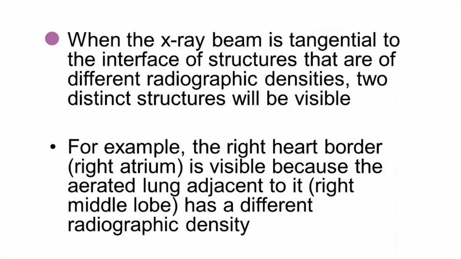The X-ray beam is tangential to the interface of two structures with different radiographic densities. Two distinct structures will be visible. An example would be the right heart border, which is visible because it has a different radiographic density to the adjacent aerated right middle lobe.